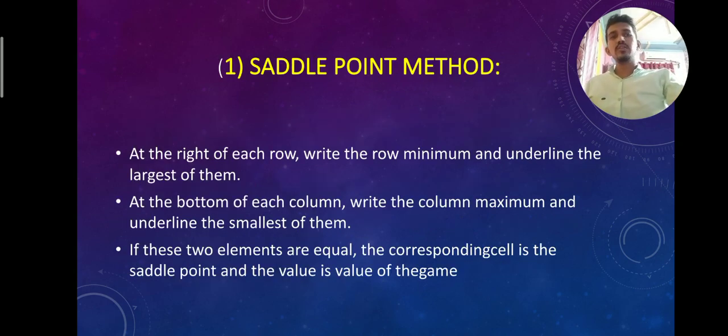Next is the saddle point method. A very important point is the saddle point, which is the heart of game theory. At the right of each row, write the row minimum and underline the largest of them. At the bottom of each column, write the column maximum and underline the smallest of them. If these two elements are equal, the corresponding cell is the saddle point and its value is the value of the game.